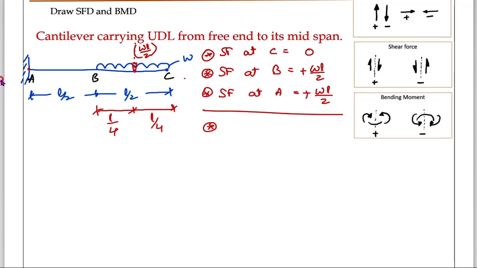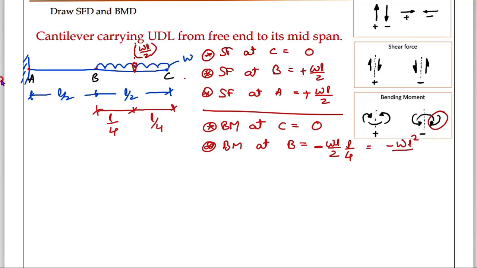Then bending moment. Bending moment at C point. Observe right side: 0. Then bending moment at B point. Observe right side. What do you see on the right side? You see one load WL by 2, and that load is creating some moment at B point with a distance L by 4. That is L by 4. And this is hogging, matching with this diagram, therefore it is minus. Answer is minus WL square by 8, at B point.